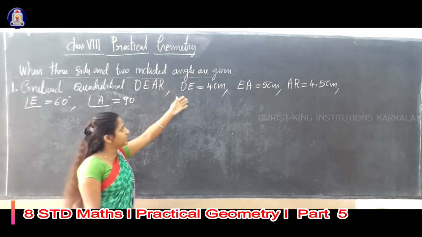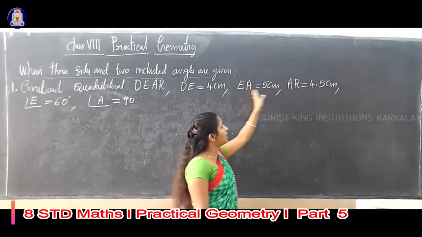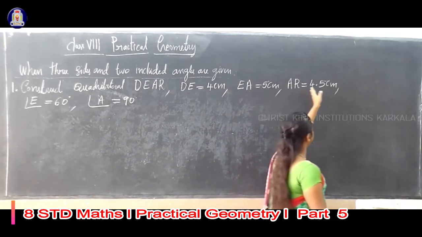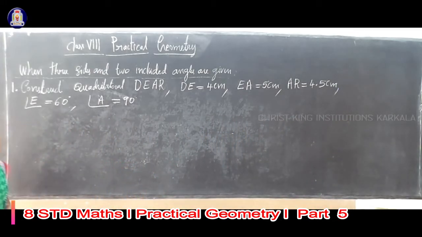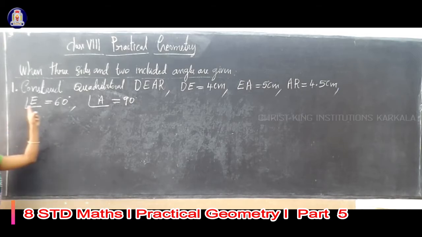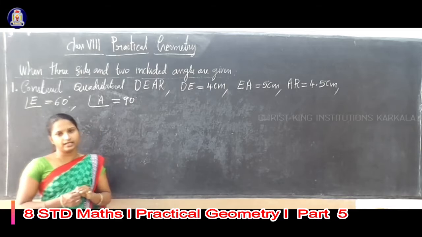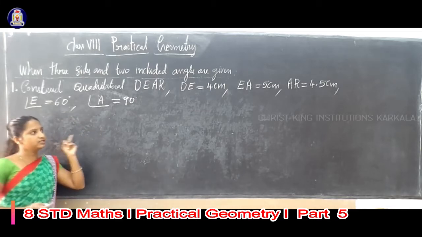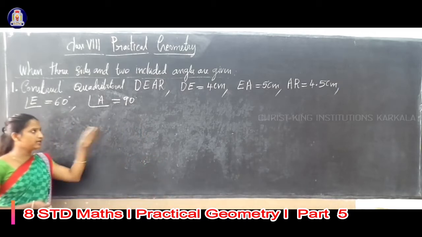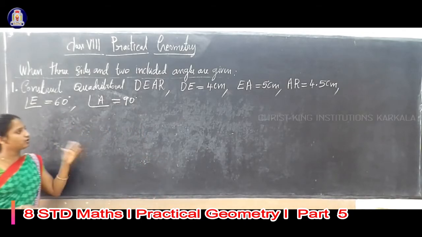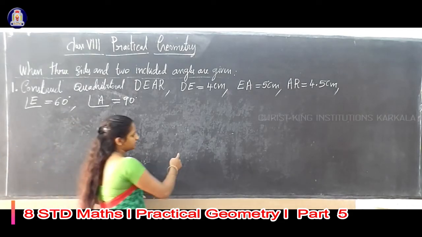Side DE is given as 4 centimeter, EA is 5 centimeter, and AR is equal to 4.5 centimeter. Angle E is equal to 60 degree and angle A is equal to 90 degree. So three sides and two angles are given, and by using that you have to construct a quadrilateral here.